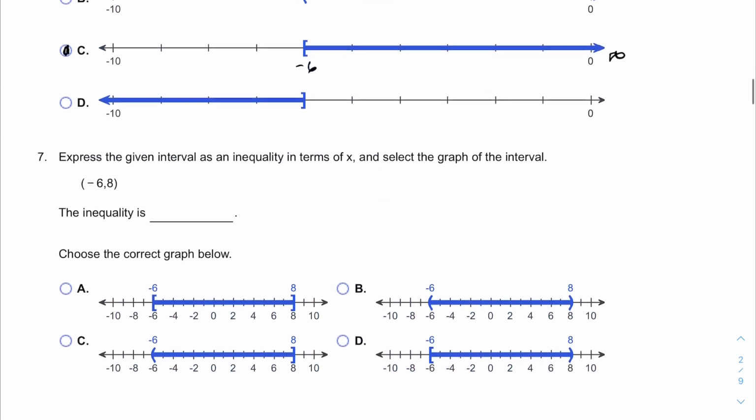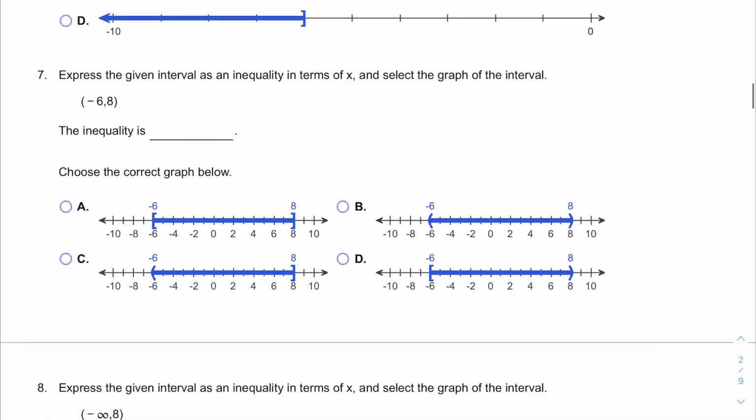Number 7. Express the given interval as an inequality in terms of x and select the graph. All right, I think selecting the graph is the way to go first. In fact, I'm going to go ahead and make the graph. There's 0, there's negative 6, there's positive 8, and we know that interval notation is perfect because it describes an interval, a starting and ending.